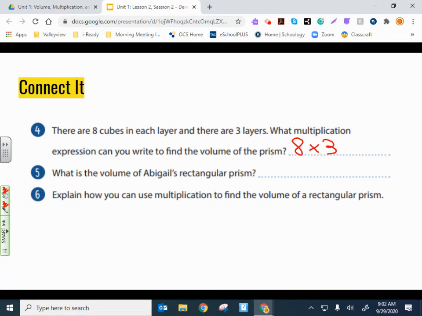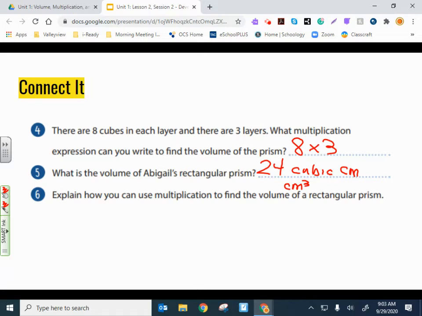And so what's the volume of Abigail's rectangular prism? It's 24. Now, this is where you've got to be careful and put down cubic centimeters. You can say cubic centimeters, or you can do centimeters with a little 3 by it. So we'll talk a little bit more about that in future lessons.